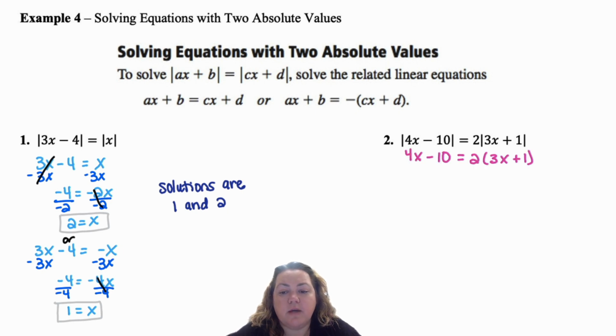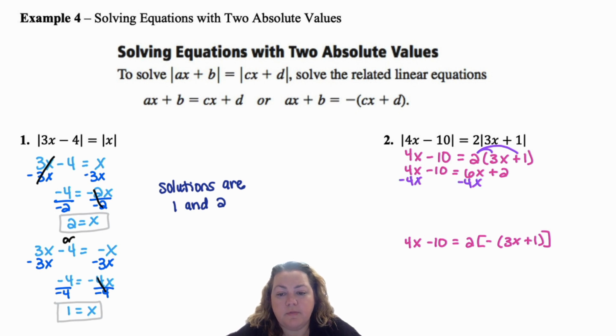The next one, 4x minus 10 equals 2 times (3x plus 1), and 4x minus 10 equals 2 times negative (3x plus 1). Okay, we're going to distribute the 2. I'm going to move the x's to one side. I'm going to get rid of the plain numbers to get the constants on one side. I get negative 12 equals 2x, divided by 2. I get x equals negative 6.